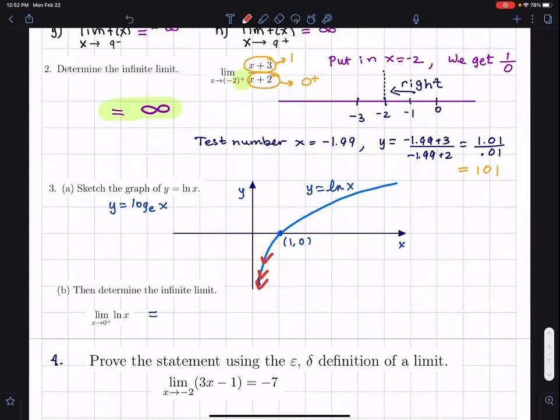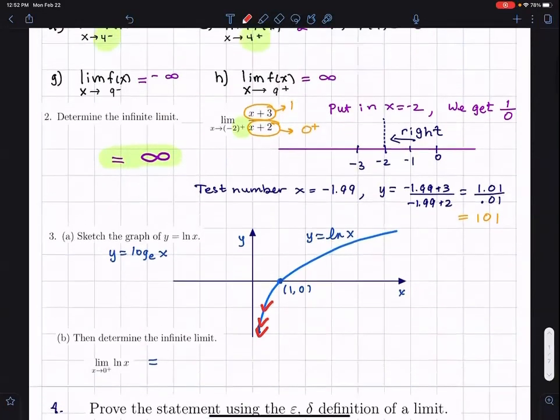What does the graph tell us? What will our answer be there? Anybody want to speak up? Negative infinity. That is correct.